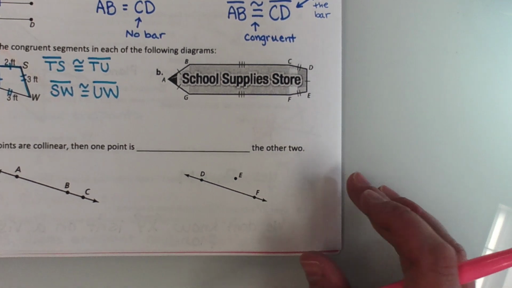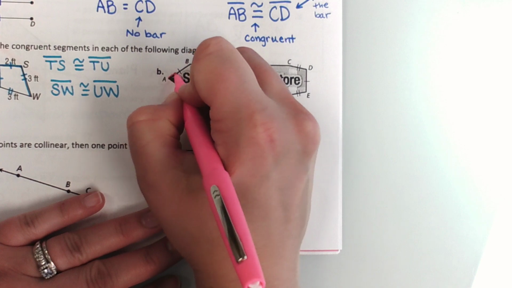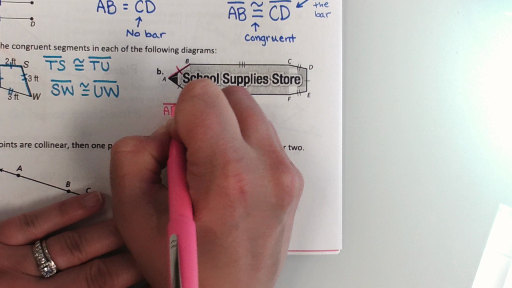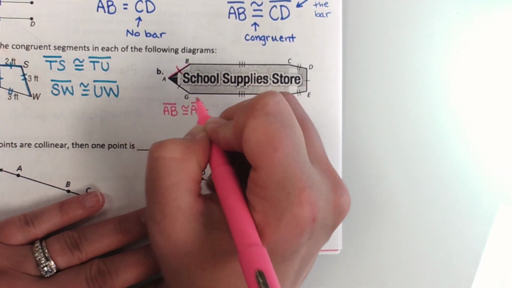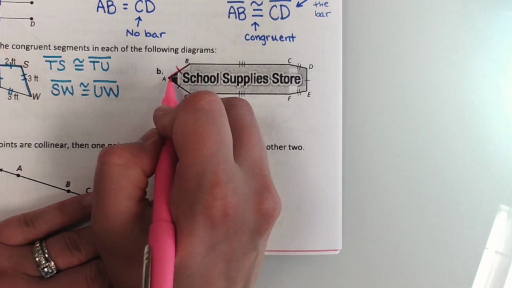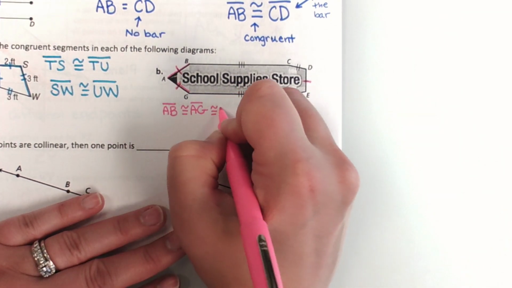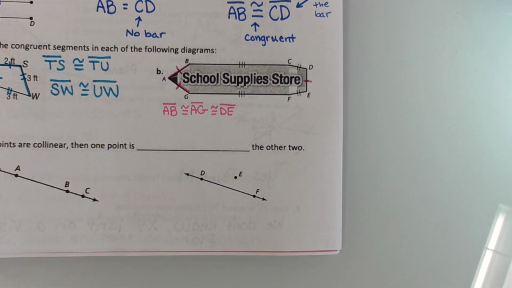This one's actually using tick marks. Let's say I start with AB. AB is a single tick mark. AB is congruent to which one? AG. Do you notice that there's another one though that has a single tick mark on it? DE. So you can do extended congruent statements if there's more than just two that are congruent. We could go on forever if there were an infinite number of them. Those ones are congruent.